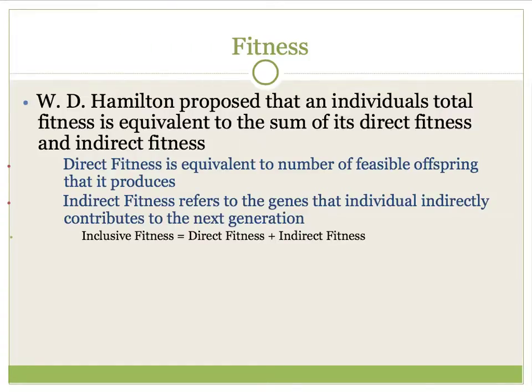In order to understand Hamilton's rule, we have to understand fitness, which is how well an individual survives and passes down its genes. An individual's total fitness is equal to the sum of its direct and indirect fitness. The direct fitness is equivalent to the number of feasible offspring that it produces. And indirect fitness refers to the genes that individuals indirectly contribute to the next generation. So overall, inclusive fitness is direct fitness plus indirect fitness.